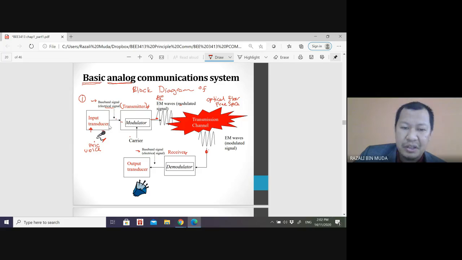The baseband signal is interpreted at the receiver so that the information can be extracted, received, read, and understood at the output transducer. An example of an output transducer that is very common is the speaker, some kind of speaker or earphone. Just now you have seen we have an earphone as the output transducer. Transducer means it converts the electrical signal into sound, the sound of the voice, or if you have music, this output transducer will convert it into the music.